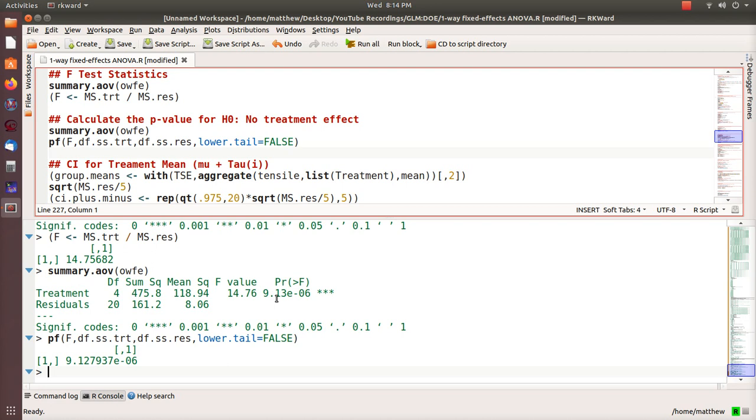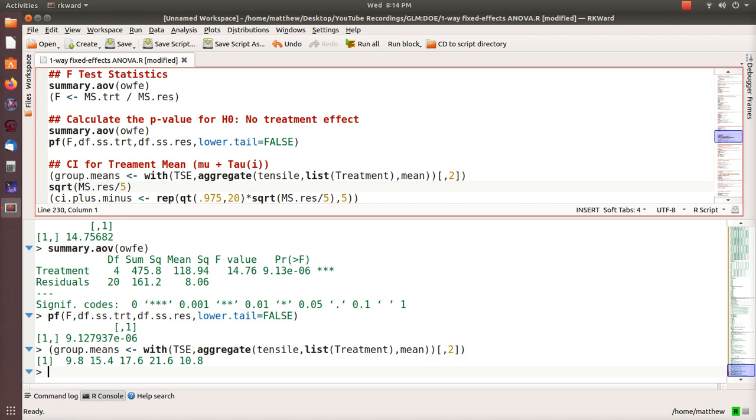Now to look at confidence intervals for the group effects, so really we're looking at a confidence interval for mu plus tau 1, or confidence interval for mu plus tau 2, etc. So it's the group effects. And here we printed the group means for each of these. So this is the 15% cotton blend, 20, 25, 30, and 35% cotton blend in the fabric. And so these are the average tensile strengths.